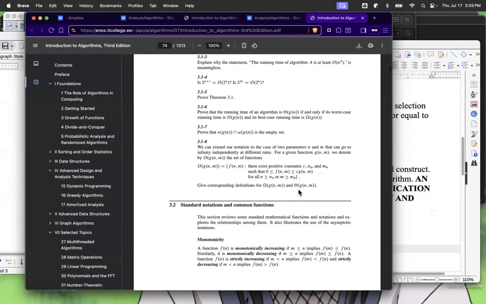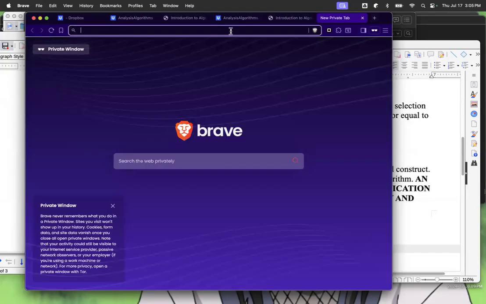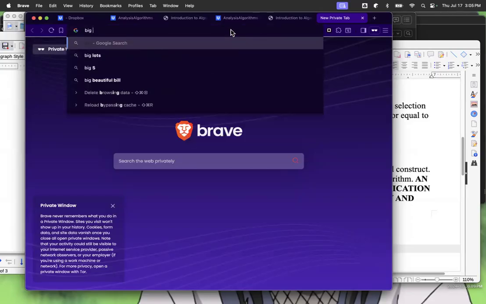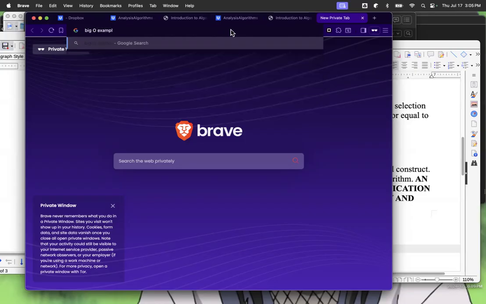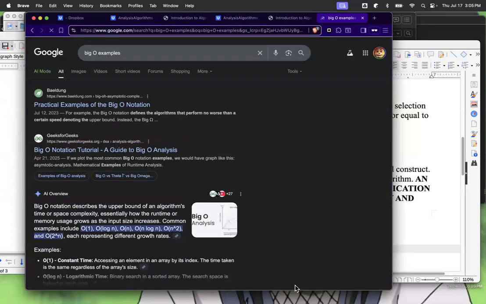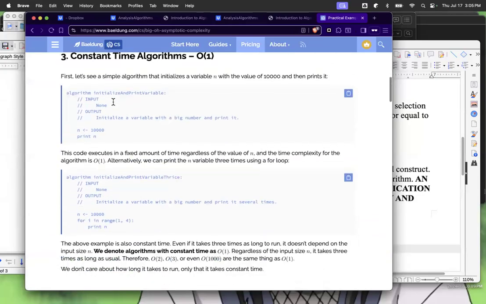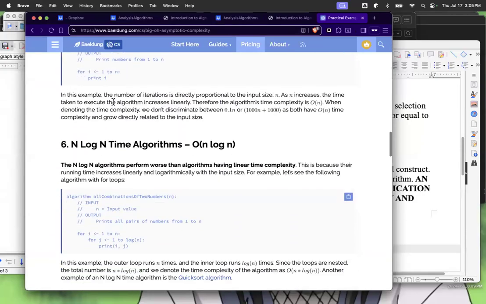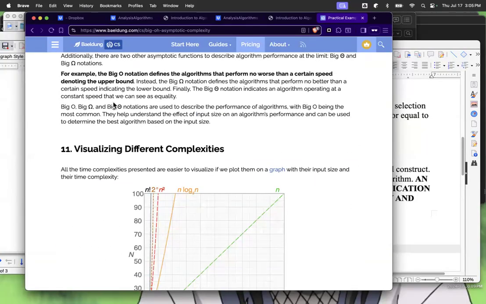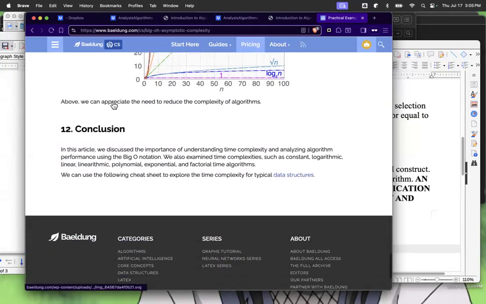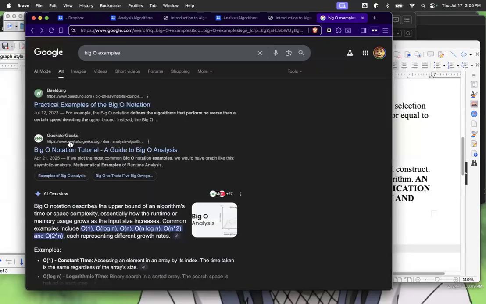let me see if I can give you a more concrete case though. I'm sure there'll be somebody who has a good example. Big O example. No, that wasn't the best.